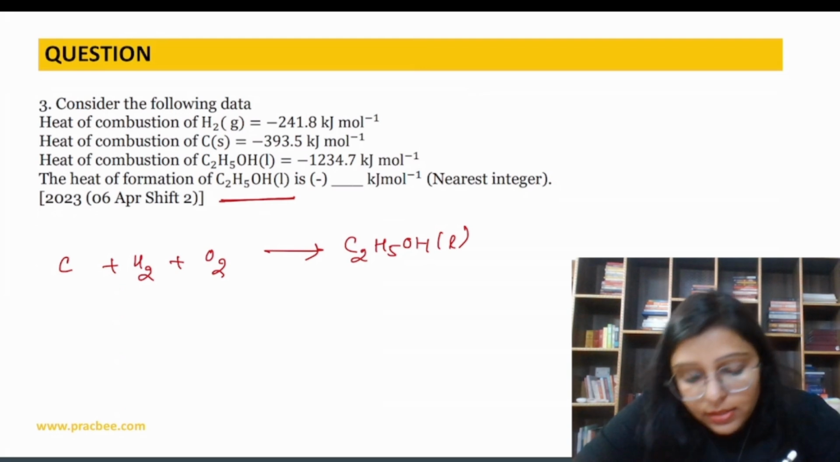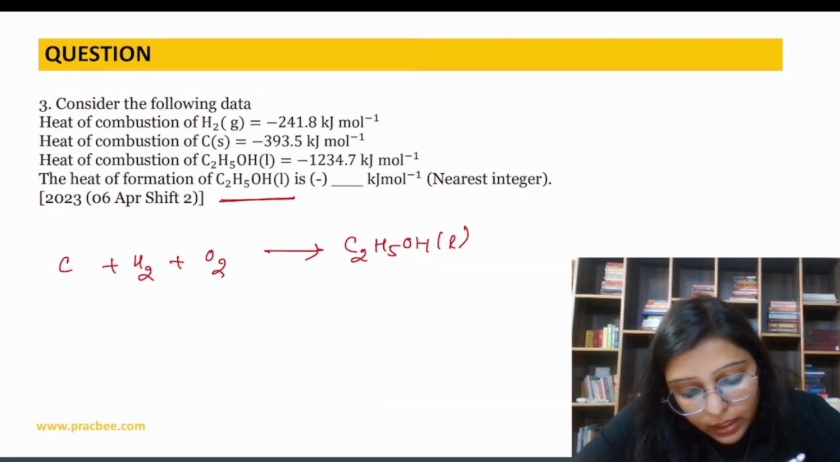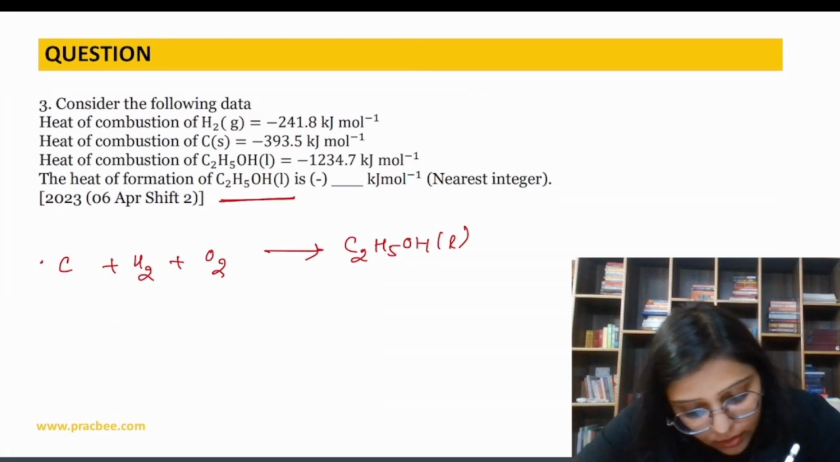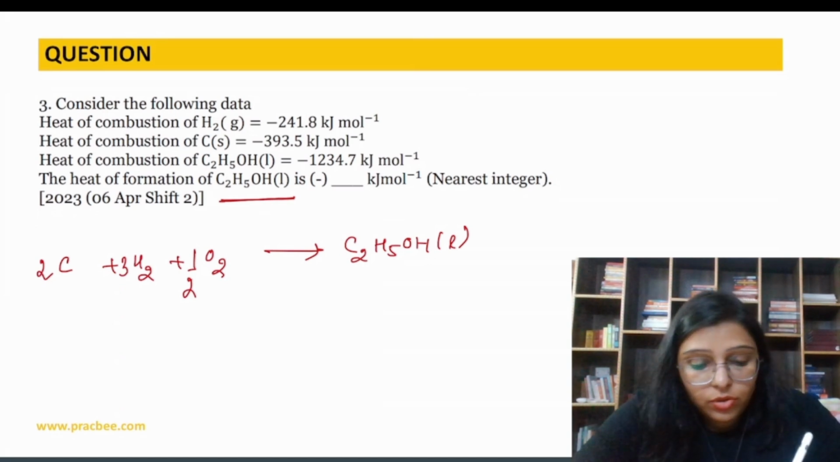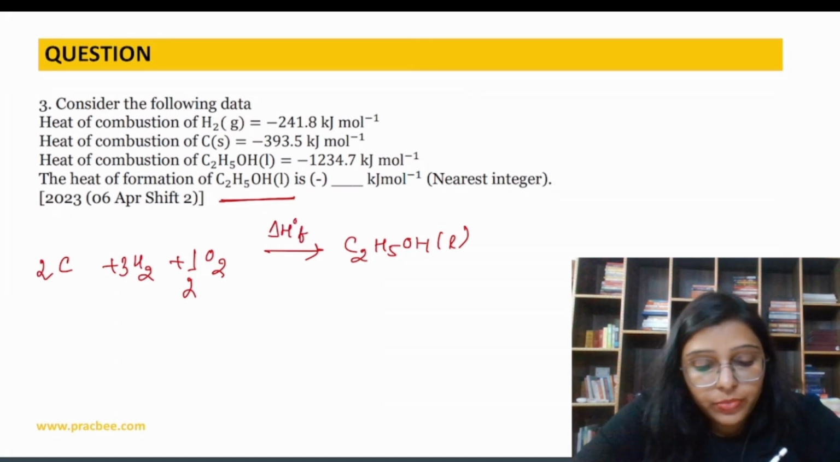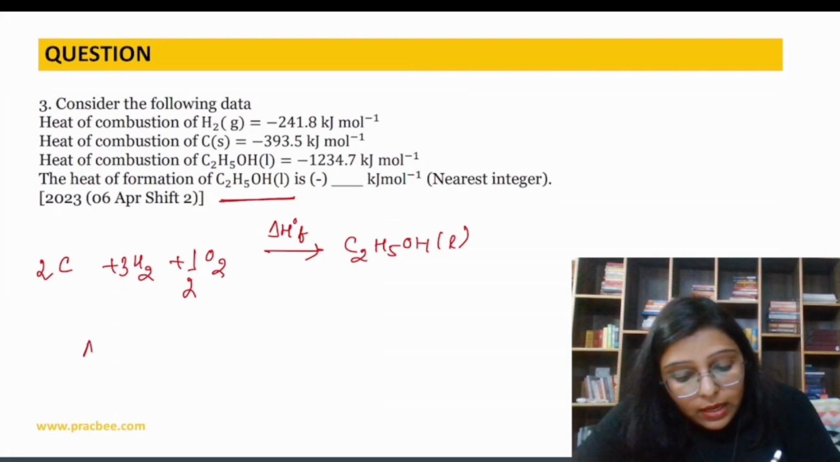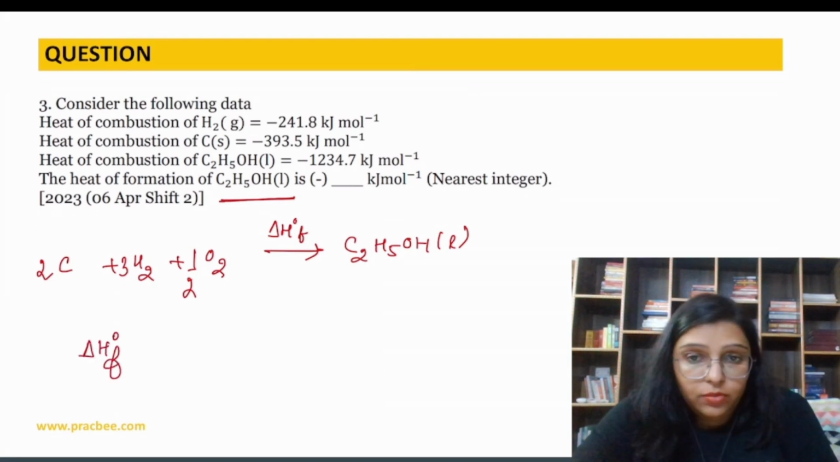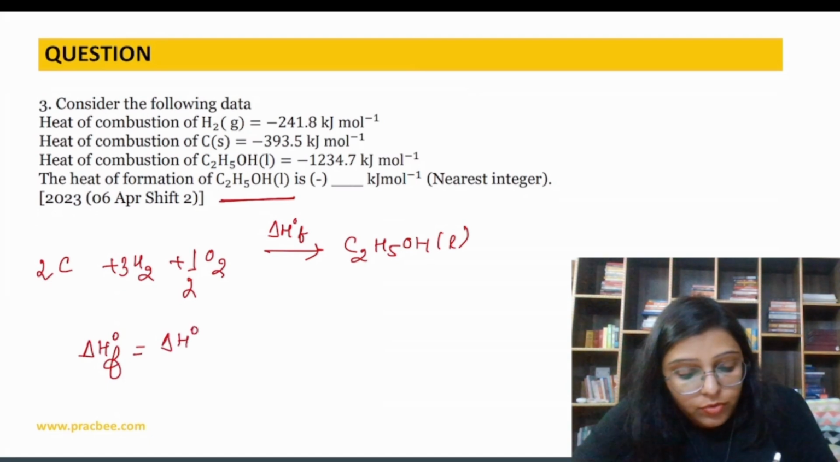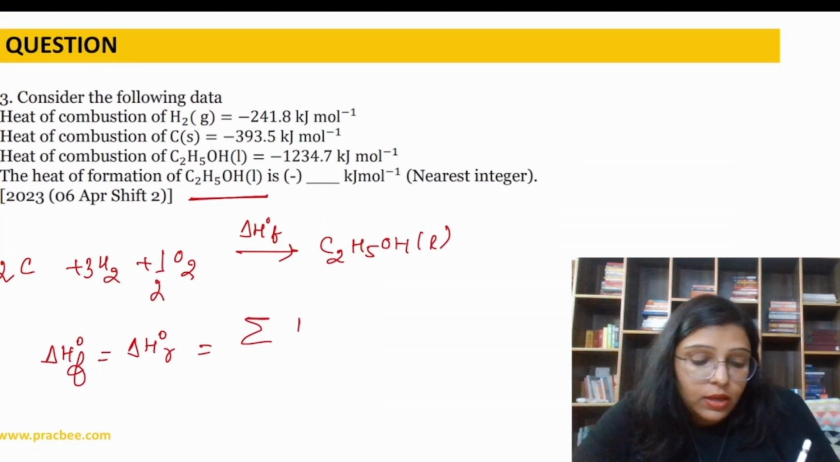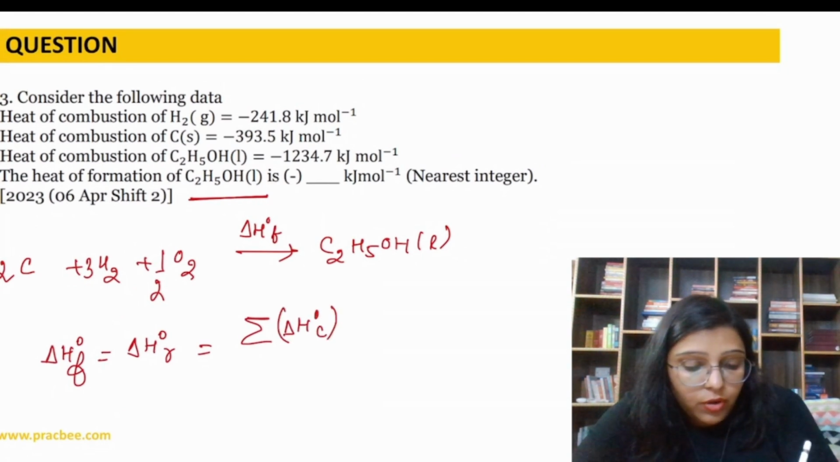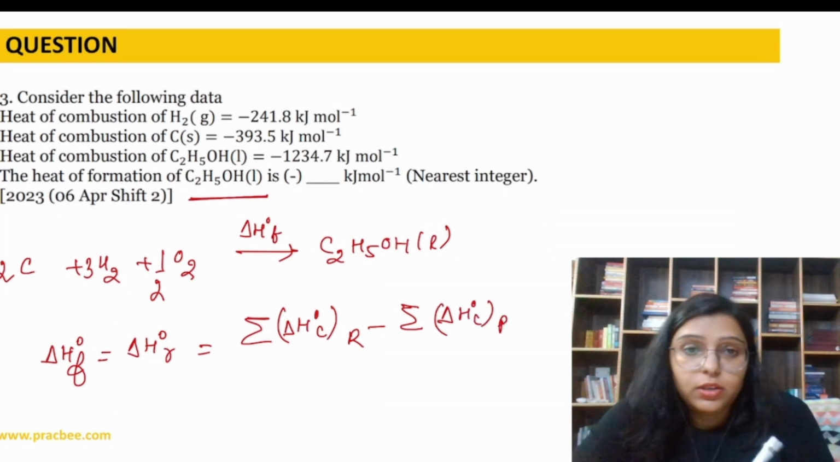Now we have to balance this. So 2 carbon, 3 hydrogen, and oxygen we will write half. So elements in the standard state, and we have to produce only 1 mole of the substance. So that is equal to enthalpy of formation. Now if I want to find out the enthalpy of formation, or we can say enthalpy of reaction, from the combustion reaction, then that is going to be the summation of enthalpy of combustion for reactants minus summation of enthalpy of combustion for products, right?